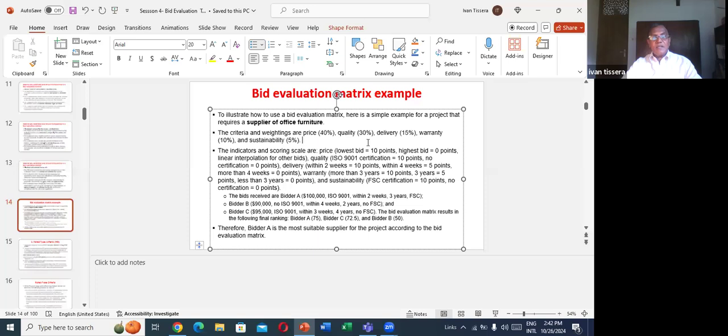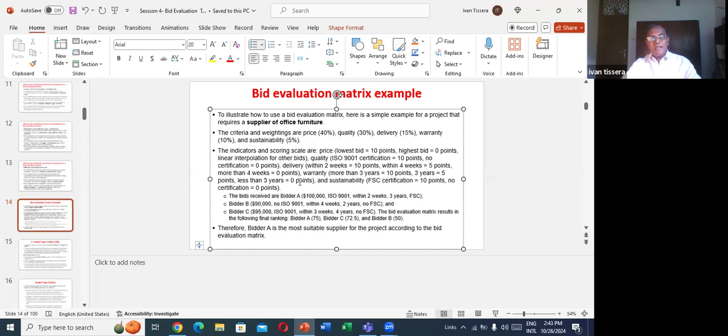The indicators and scoring scale are: price, 10 points for the lowest bid, 0 points for the highest, with linear interpolation for other bids, right? Quality, ISO 9000 certificate 10 points. Delivery: within 2 weeks 10 points, within 4 weeks 5 points, more than 4 weeks 0 points.